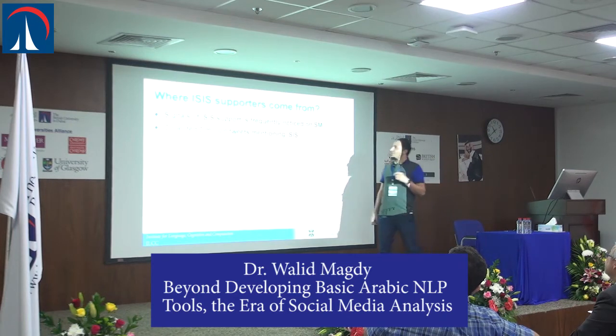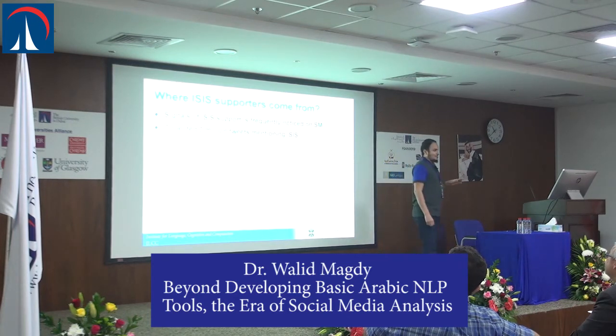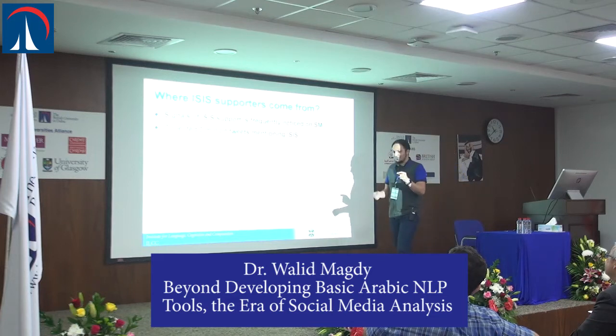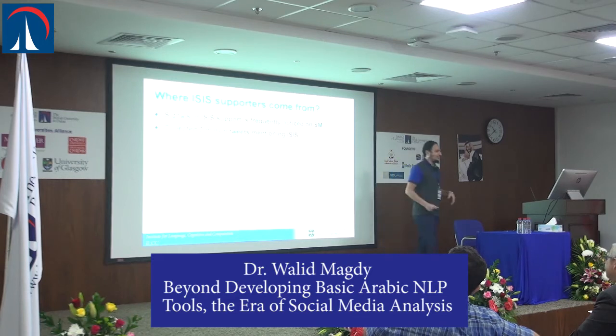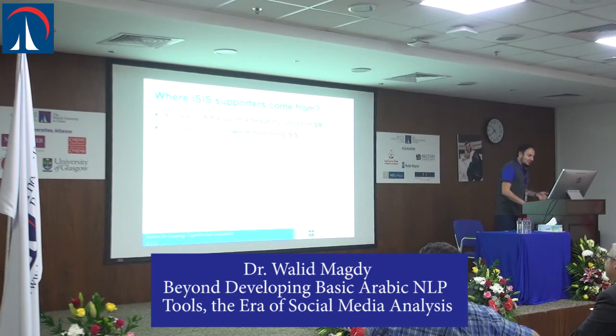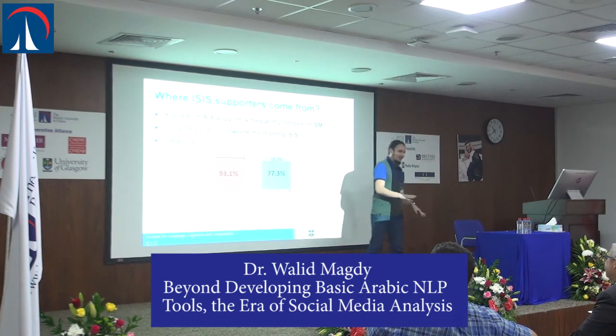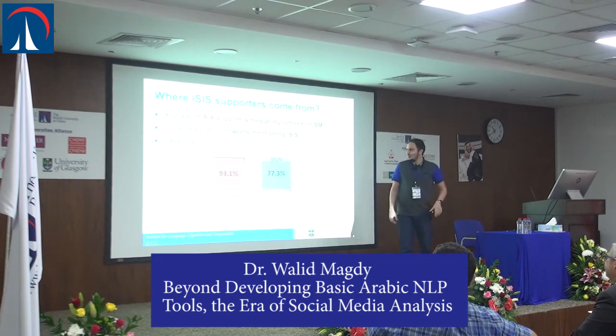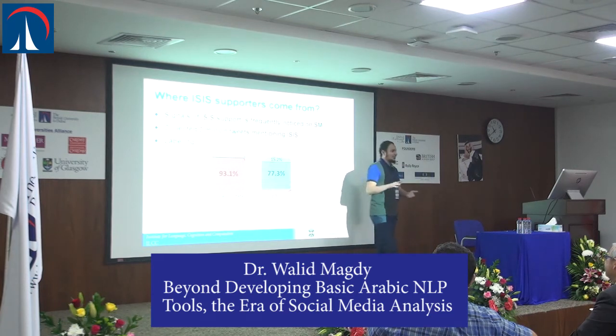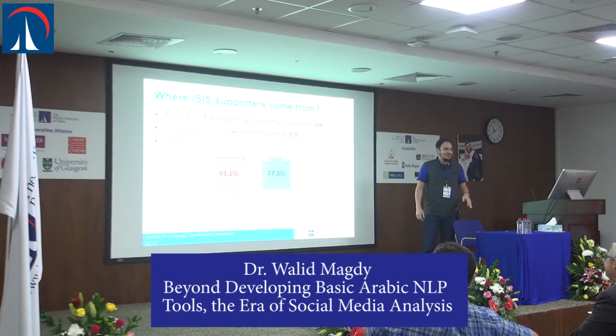So we collected 3 million tweets mentioning ISIS, and we started to see what the signals are for supporting or being against it, so we could do our analysis. And it was actually straightforward. If you say ISIS by its full name, Al-Dawla Al-Islamiyya, recognizing it as a state, 93% will be supporting it. If you use the short term, ISIS or Daesh, 78% are against it. That was pretty easy. Just the way you mention it tells your stance towards it.